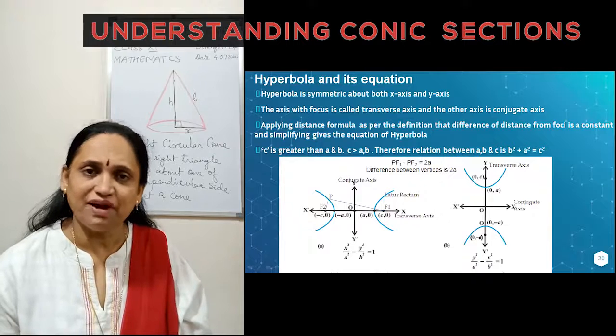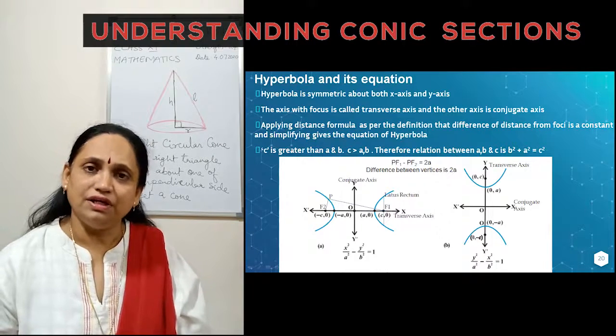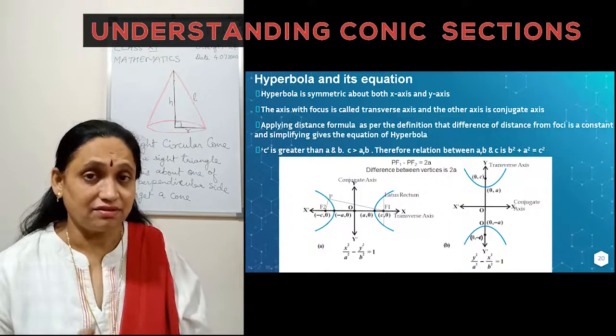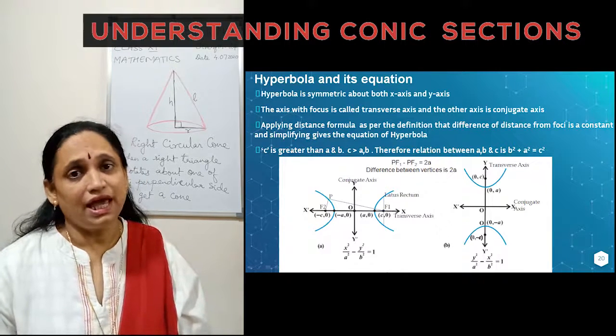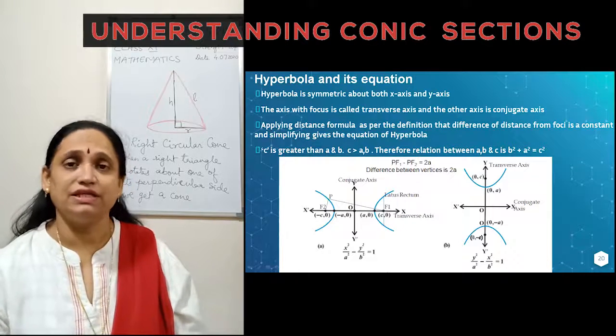And when we simplify using the distance formula and solve it, the equation that we get is, if the x-axis is the transverse axis, then the equation of the hyperbola is x square upon a square minus y square upon b square equal to 1.